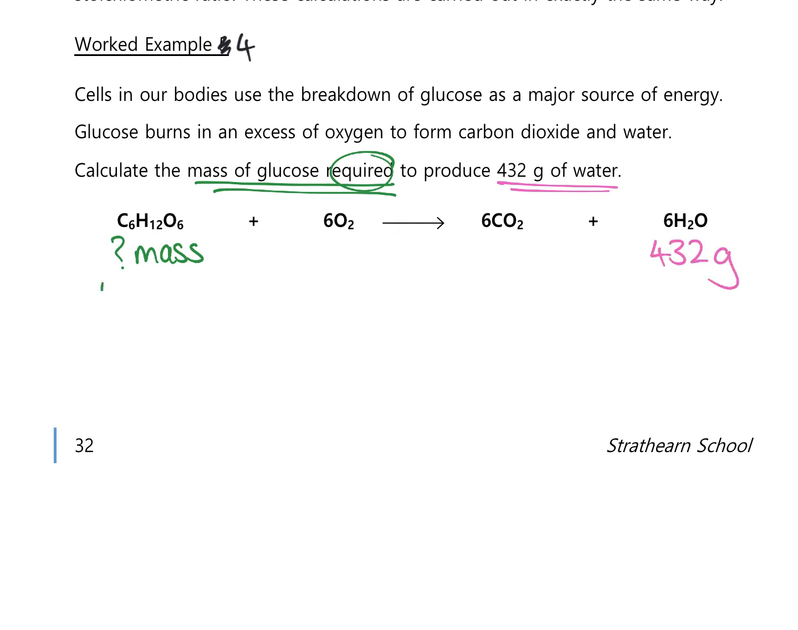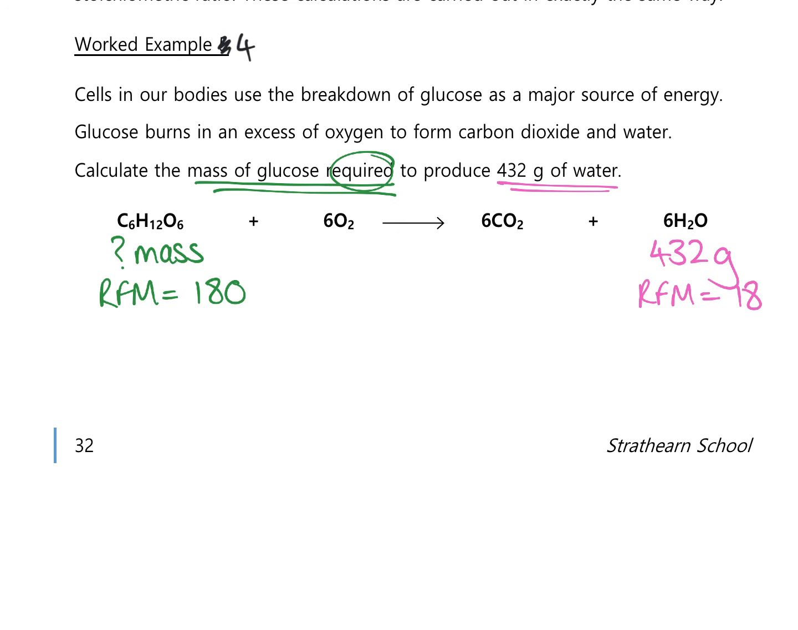Again, I'll need my RFM of these things. So if you work out the RFM of glucose with 6 carbons, 12 hydrogens, 6 oxygens, it comes out as 180. The RFM of water then, remember it's of just one unit of water, so one formula of H2O, and that's 18. So remember, don't include your balancing number at this point. You'll do that later on with your ratio.